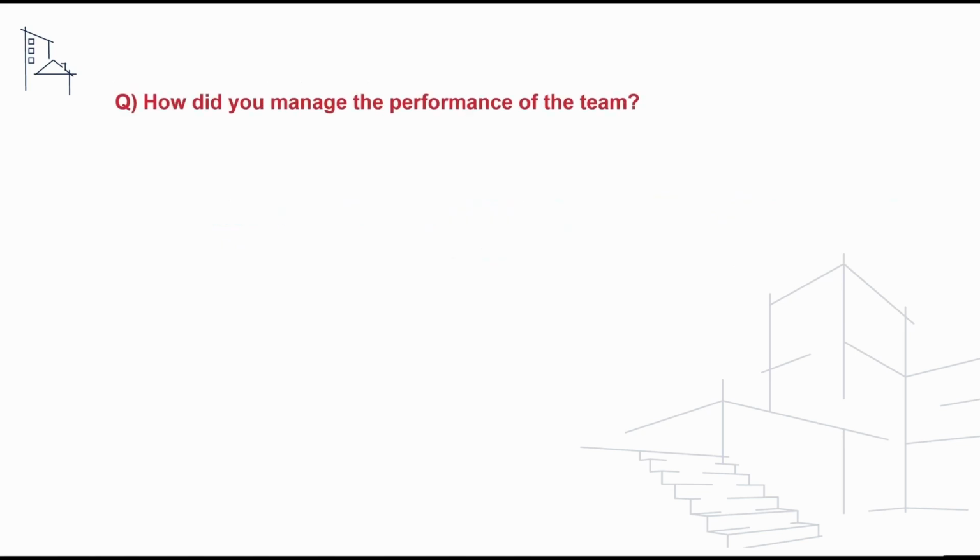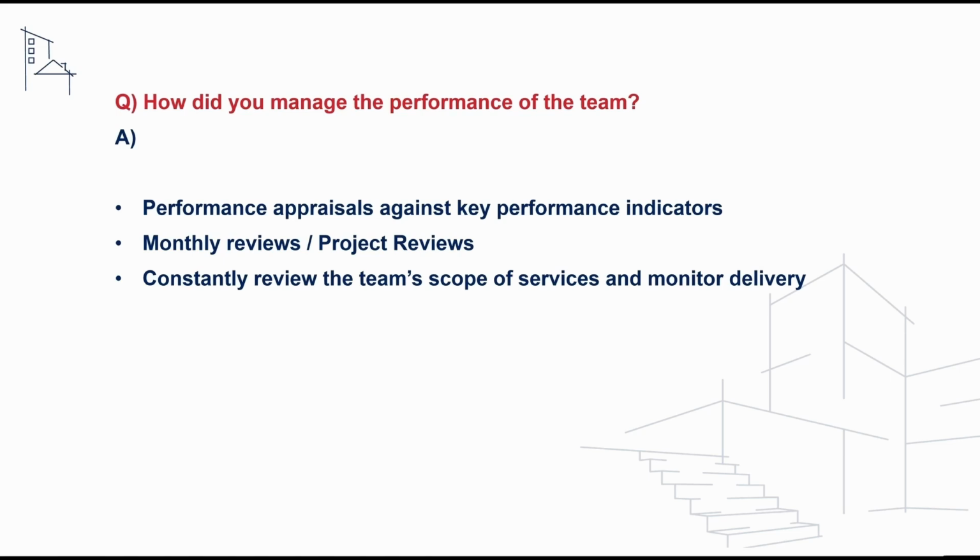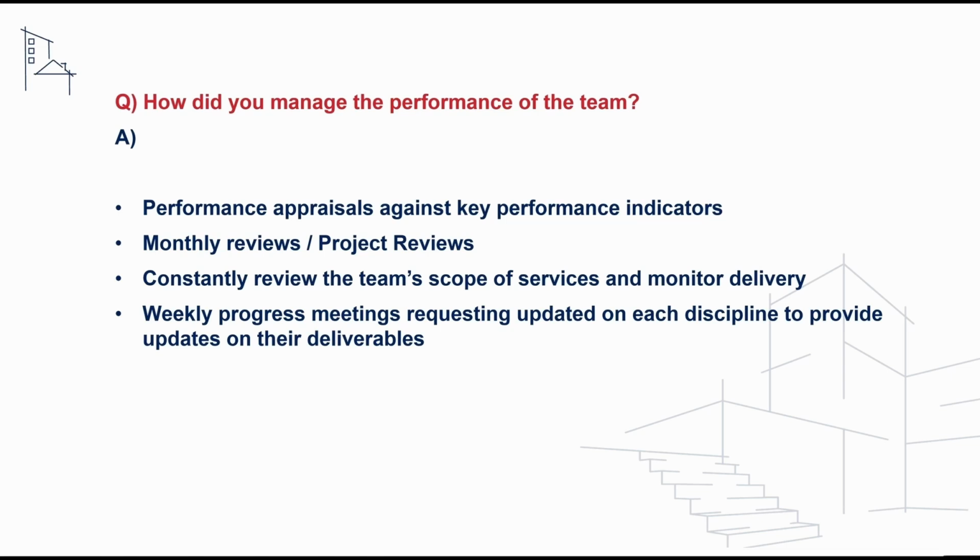We may also receive a level 2 question asking how we went about managing the performance of the project team. This is going to be personal to your own experience. However, to assist with addressing this, we could firstly reference use of performance appraisals against key performance indicators, monthly reviews and project reviews, constantly reviewing the team's scope of services and monitoring delivery of the project team. We could also make reference to weekly progress meetings where updates are requested from each discipline to provide updates on their deliverables.